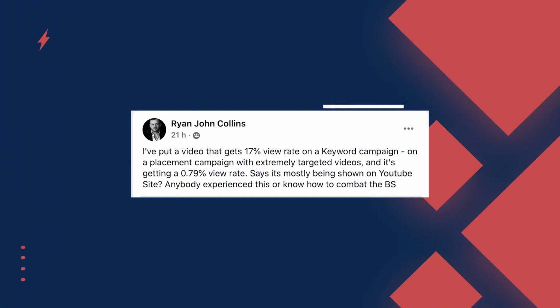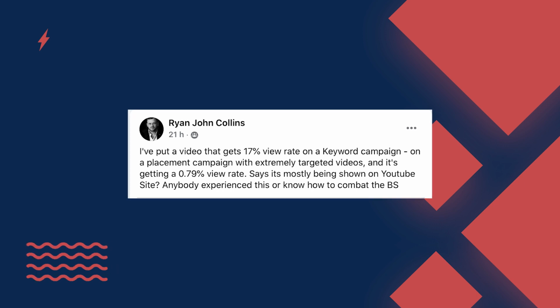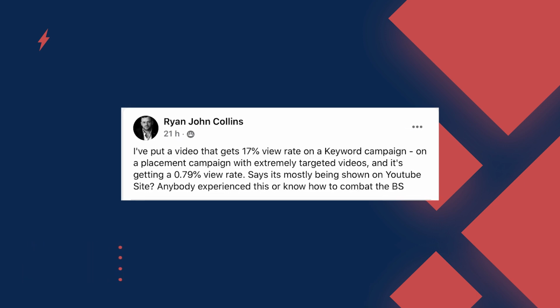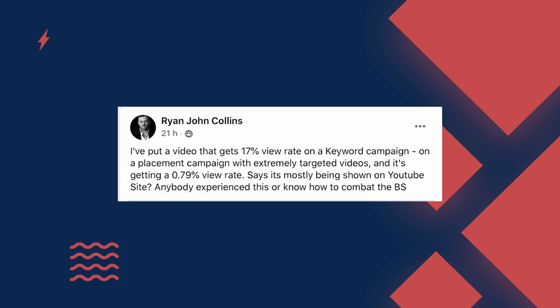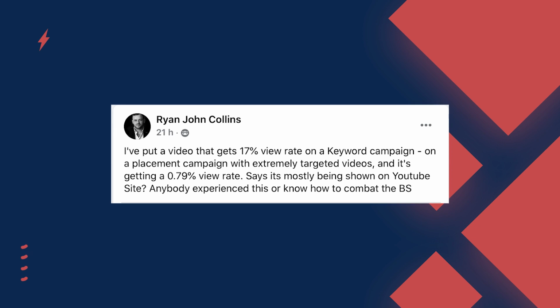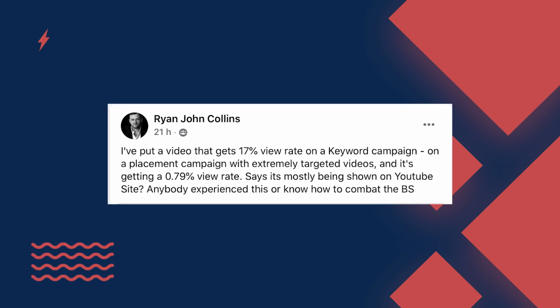Let's move on to the next question that we have here. We have Ryan John Collins. So he gave us this question. I've put a video that gets 17% view rate on a keyword campaign, on a placement campaign with extremely targeted videos, and it's getting a 0.79% view rate. It says it's mostly being shown on YouTube site. Anybody experience this and know how to combat the BS?